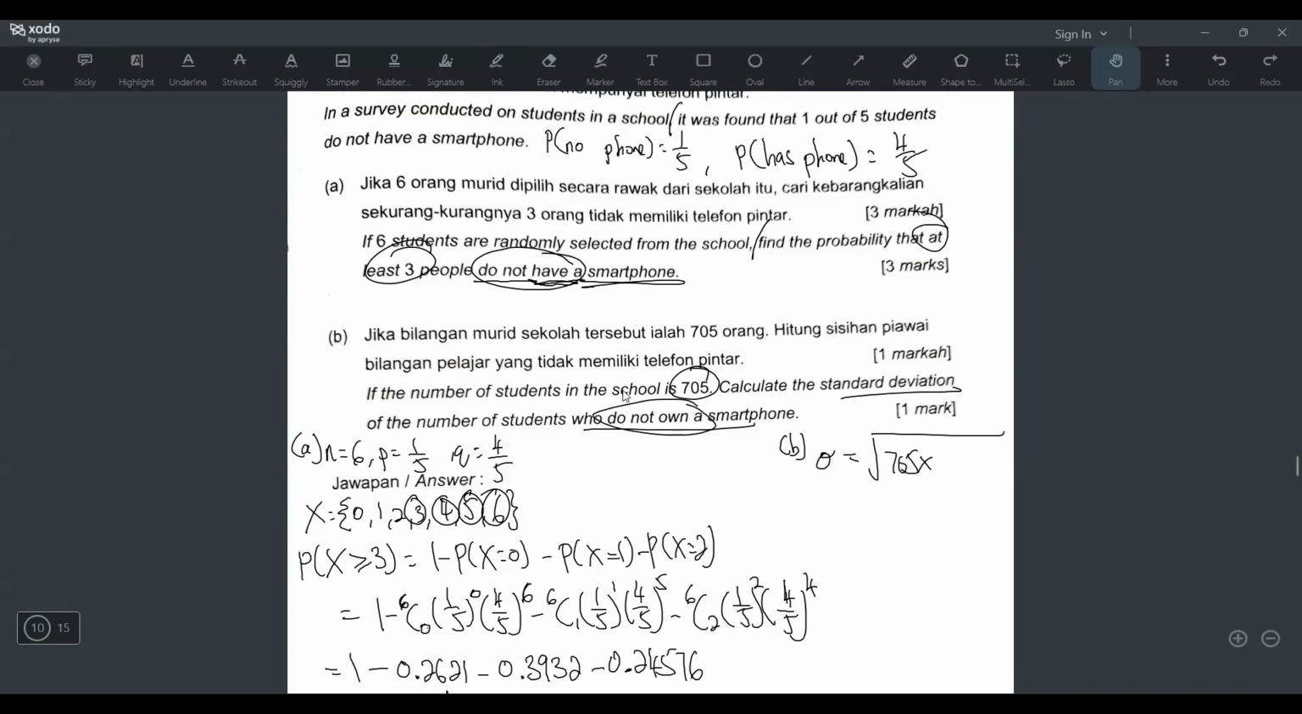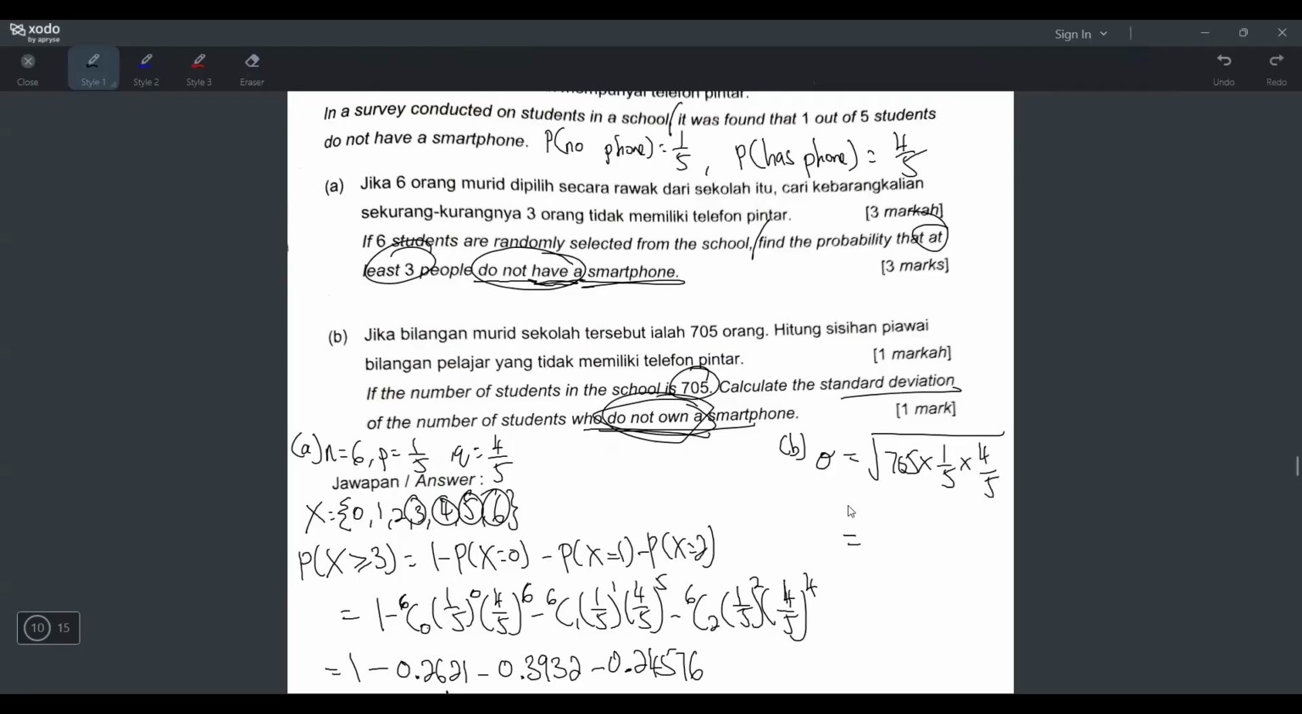Yes, there are questions like this. So you have to read carefully. That's why you see I underline it, I circle it, so you see it clearly. So the probability of success is still 1/5, and the failure is still 4/5. Alright, so let's put this in the calculator.